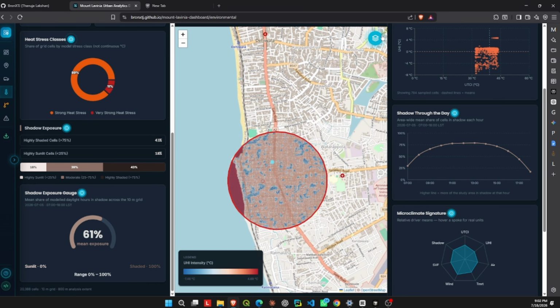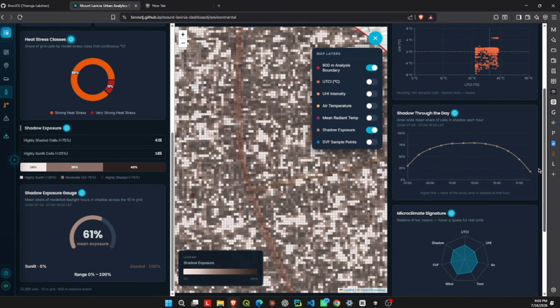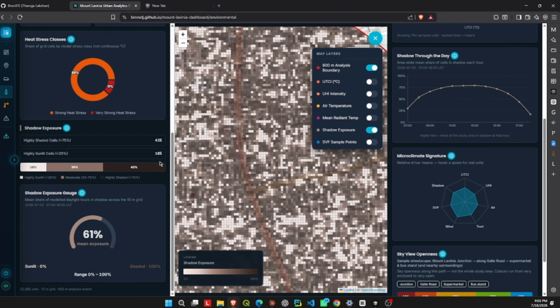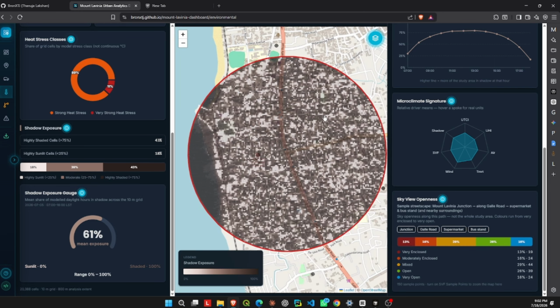So we analyzed that before. So again, midday has the highest shadow coverage. So for pedestrian planning, we can implement some kind of strategies by analyzing this shadow exposure, right?